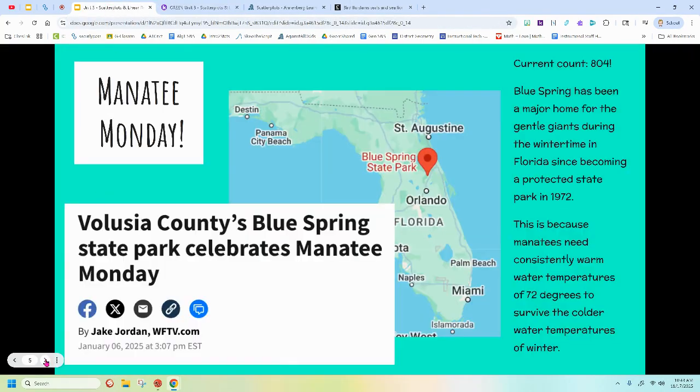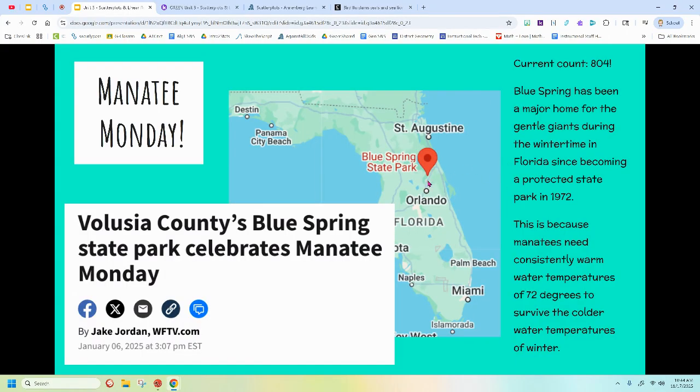It was Manatee Monday. Woo-woo! Manatee Monday in Volusia County, Blue Spring State Park in Florida. And this was January 6th of this year. And so this is like an inland area, somehow they must get inland for the winter. And it's great because it's a protected space. And so the current count of manatees is 804. That was as of January this year, the beginning of the year.